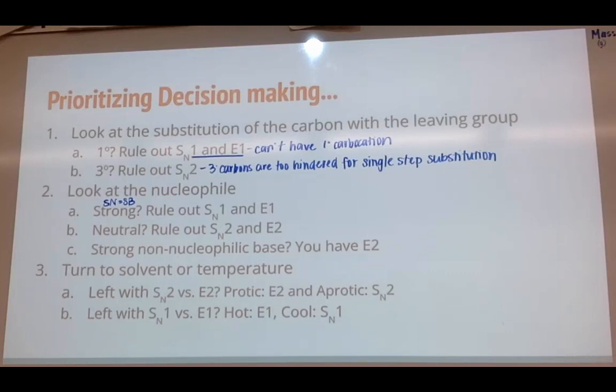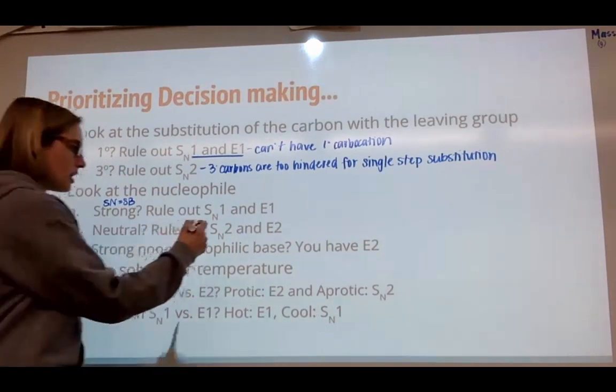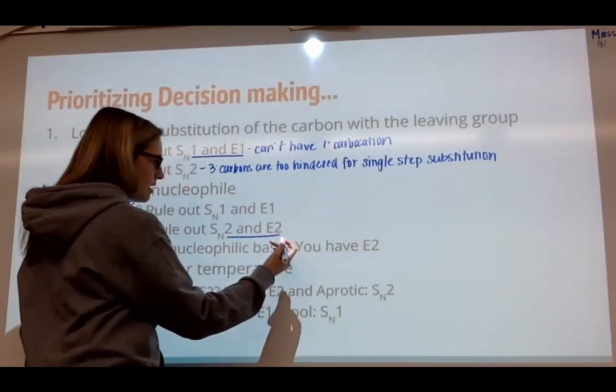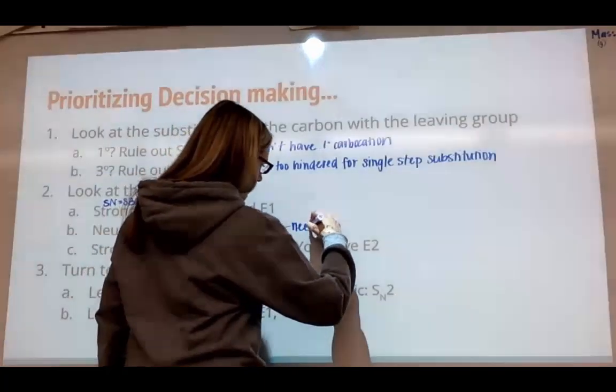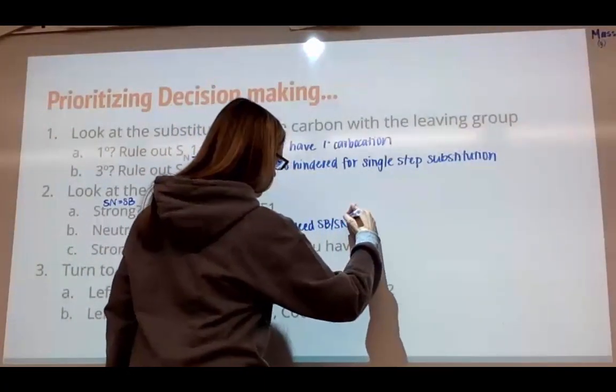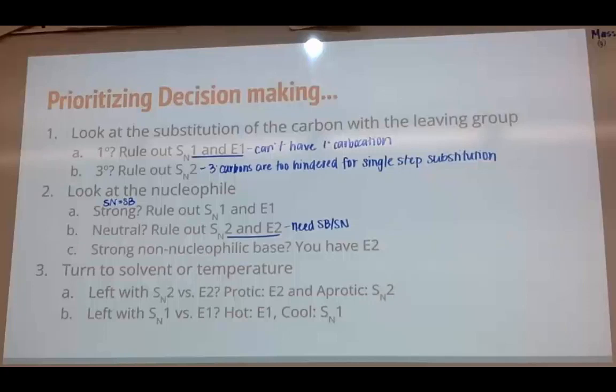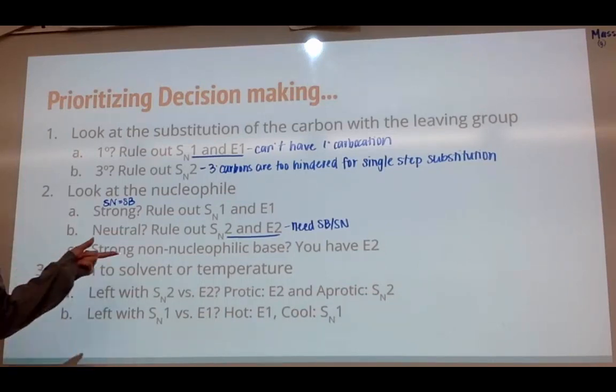If it's neutral, we can rule out SN2 and E2. For a reaction to happen all at once, right? This is a concerted mechanism. We need a strong base or a strong nucleophile. If you have a strong non-nucleophilic base, that's potassium tert-butoxide, triethylamine. That's E2. Right? A strong bulky base is automatically E2. Potassium tert-butoxide and triethylamine are the common ones that you're going to see.